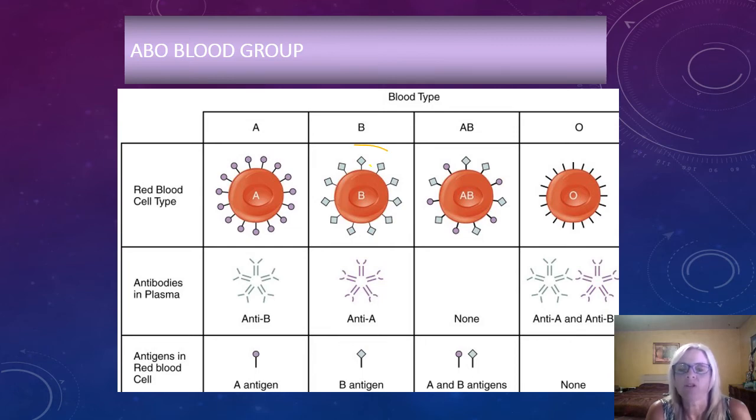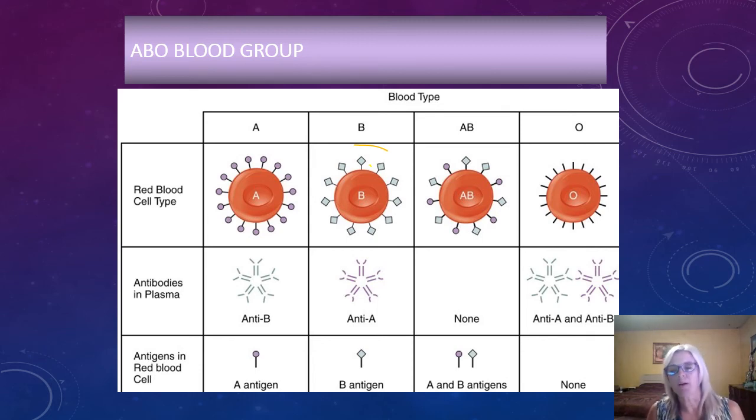All right, and then type O doesn't have those antigens at all. So type O can be given to A because it doesn't have any antigens to respond to. It doesn't have any B antigens. It can also be given to B because it doesn't have any A antigens, and it can be given to AB because it has no antigens, right? So that's what makes O the universal blood donor.